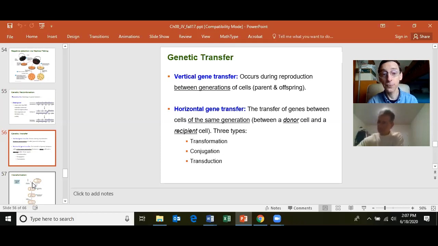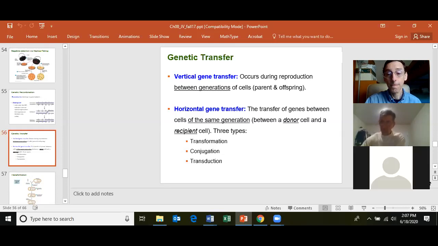That's vertical gene transfer. Well, there's also in cells horizontal gene transfer, where the transfer of genes happens from one cell to another, but the two cells are in the same generation. So DNA leaves one cell, that's the donor cell, and then it enters another cell, that's the recipient cell. And horizontal gene transfer can happen in three different ways. It can happen by transformation, conjugation, and transduction. Any question about any of that?